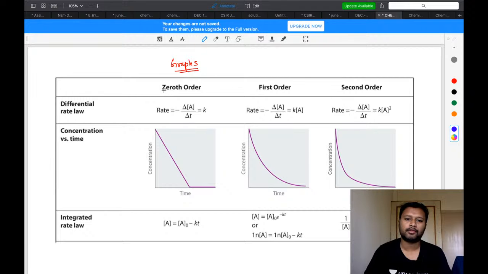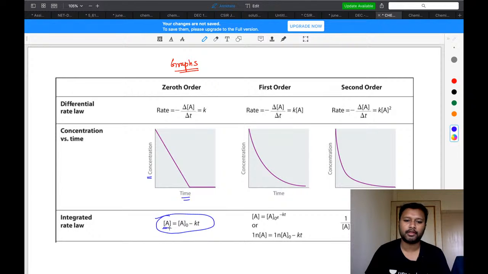Okay, so I was talking about the differential rate law equations, we have discussed all these equations for zeroth, first and second order. Now the concentration versus time graph, if you plot for the zeroth order reaction, it goes as a straight line. Okay, why? Because this is the equation which we are using.